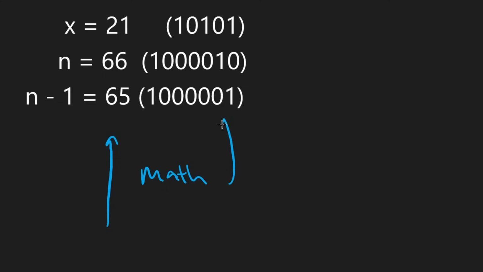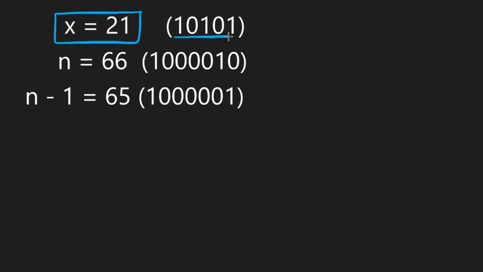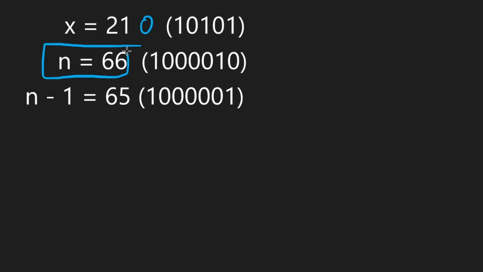Just try to focus conceptually on it. The math is going to be interesting. Let's say that this is the x that we were given. So obviously that's the starting point that we have, and then there's going to be a bunch of zeros before there. The n that we're given is this. It's going to look something like that. And then n minus 1 is going to look like that.